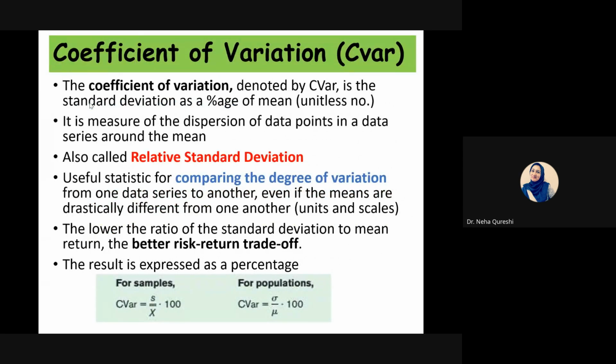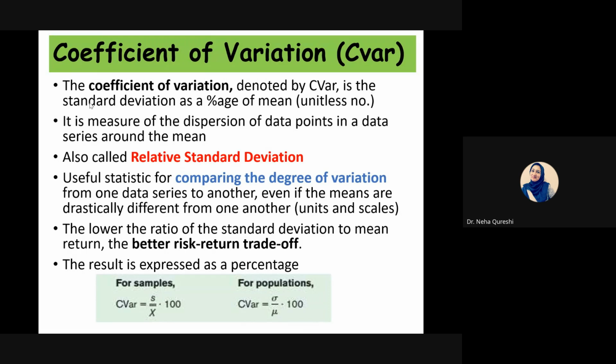Then the next very important concept is coefficient of variation. Coefficient of variation is actually a percentage. It is the standard deviation expressed as a percentage of the mean, and it's a unitless number. So it is also called relative standard deviation. When you want to compare, in simple terms, the variation of 2 different data sets, at that time the usage of coefficient of variation is very, very important.